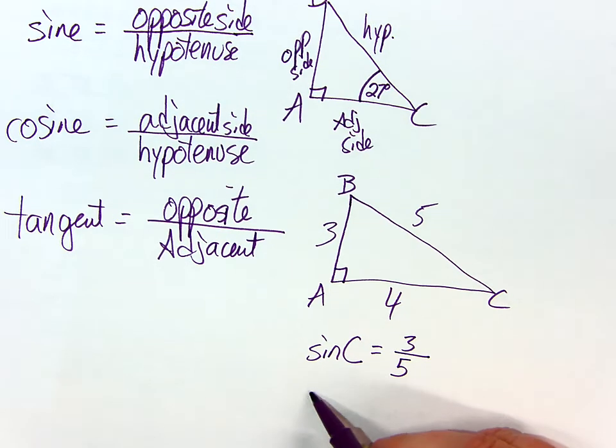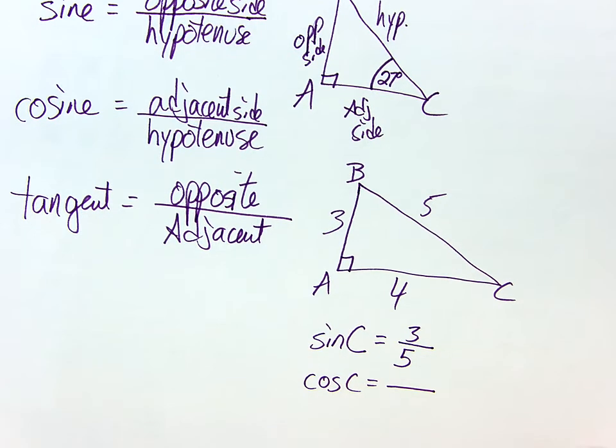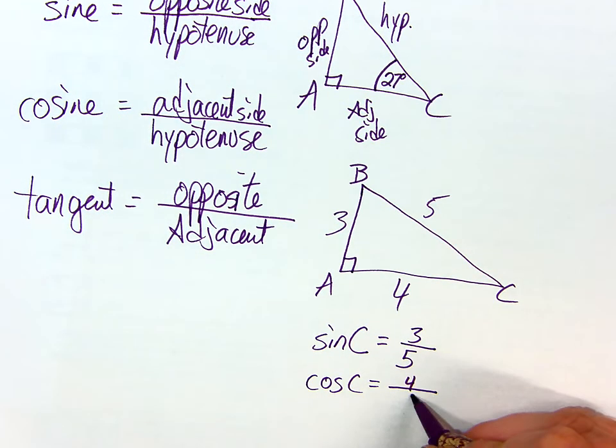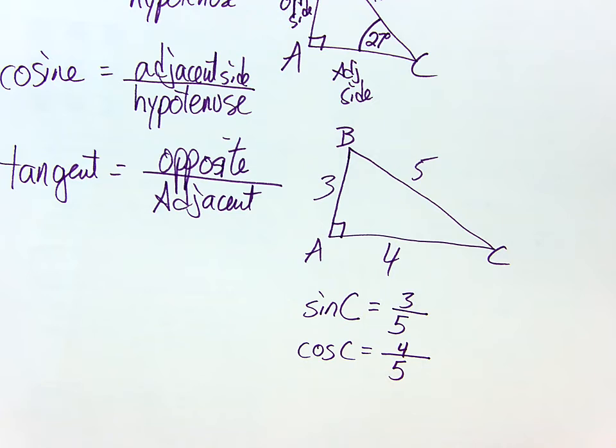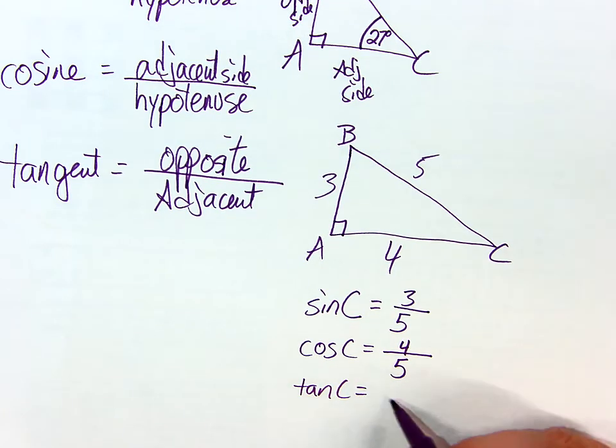So what if I wanted the cosine of C? That would be 4 over 5 because it's the adjacent side over the hypotenuse. And how about the tangent of angle C? That would be 3 over 4. Correct, 3 over 4, opposite over adjacent.